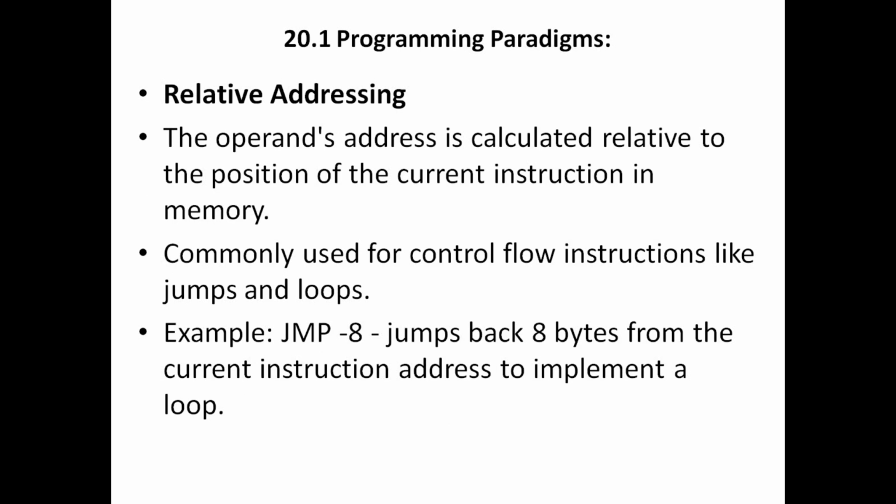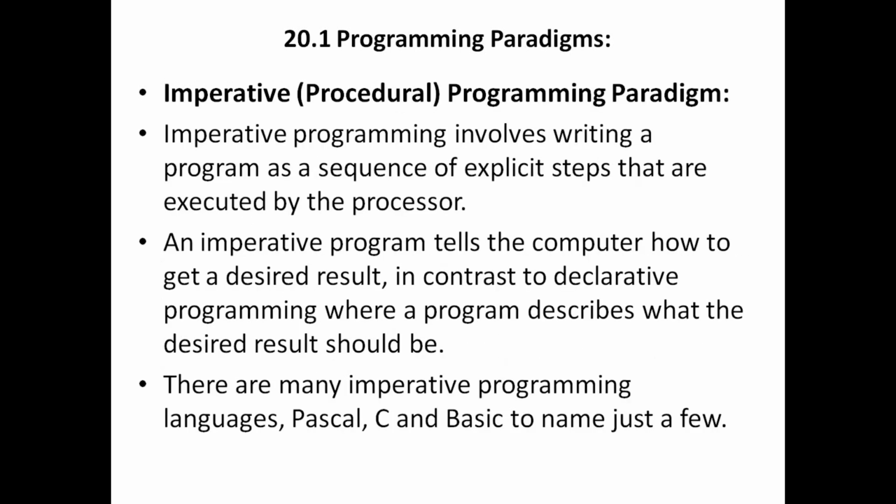Then we have relative addressing, where the operand's address is calculated relative to the position of the current instruction in memory. This is used for control flow instructions, like JMP 8, which would make the program jump back to memory address 8, or make it jump back 8 bytes from the current instruction to implement a loop.